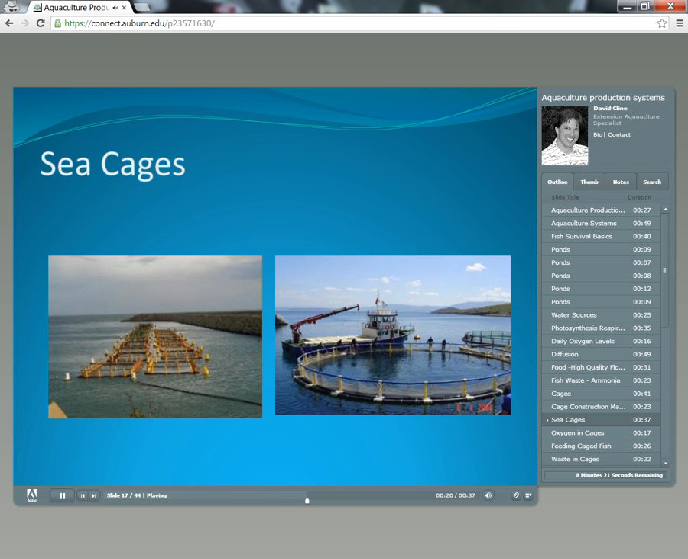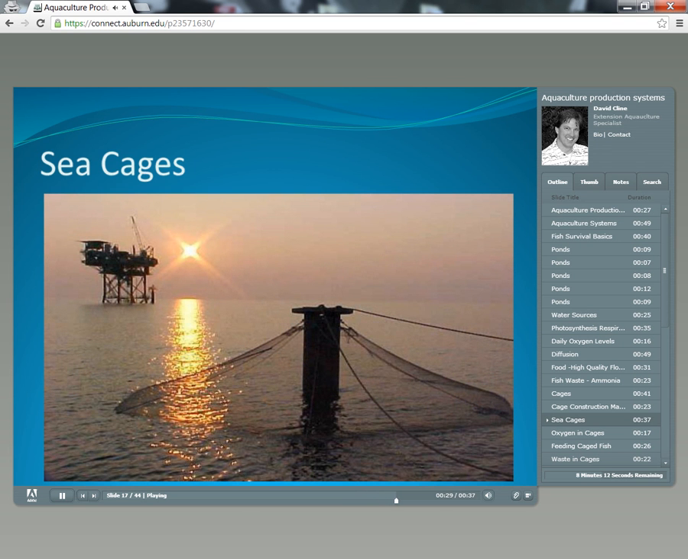The benefits of sea cages are that they can be moved around if necessary, and expansion of the operation is relatively straightforward. The downside of sea cages is that the aquaculturists have little control over the environment, including the weather, water quality, and potential for disease outbreaks.